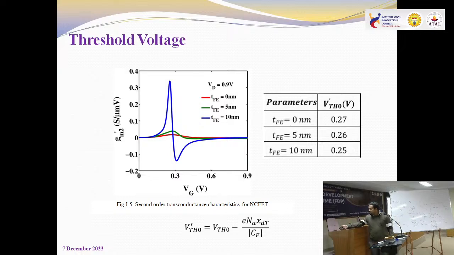Now we see the peak for TFE equals 0 is coming at 0.27. For TFE equals 5 nanometer it is coming at 0.26, and for 10 nanometer it is coming at 0.25. So threshold voltage is decreased for NCFET as compared to MOSFET. There is also a mathematical expression through which I have expressed VTH0 dash, the threshold voltage of NCFET, and VTH0, the threshold voltage of MOSFET, and by this term your threshold voltage is getting reduced.